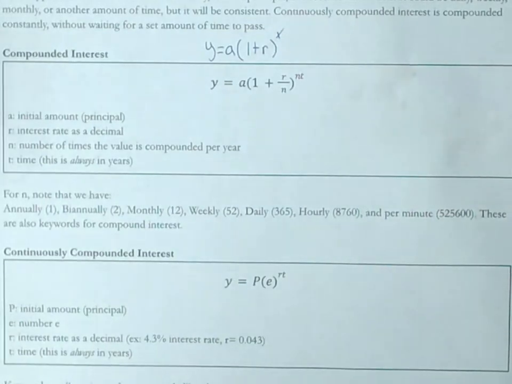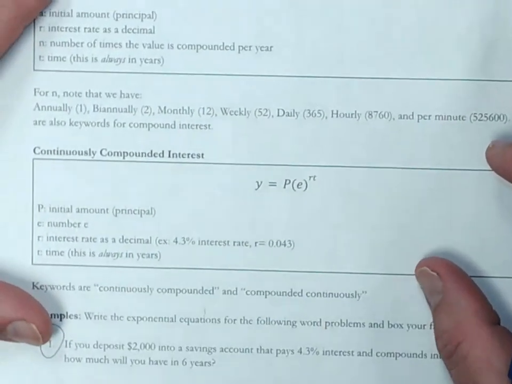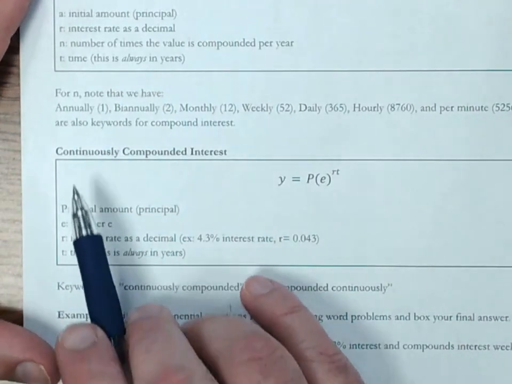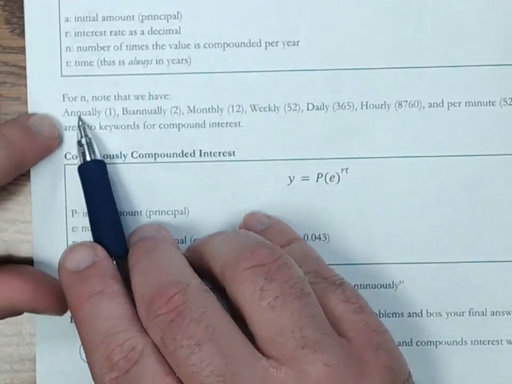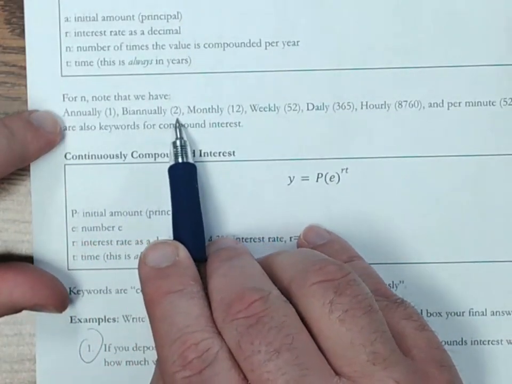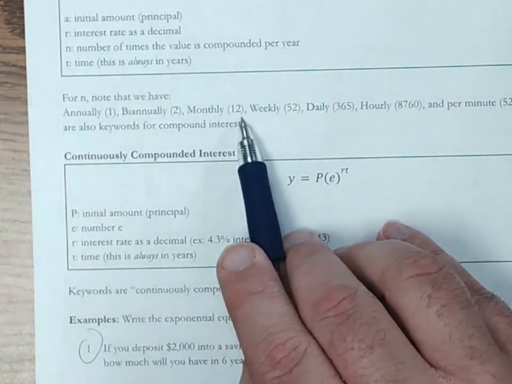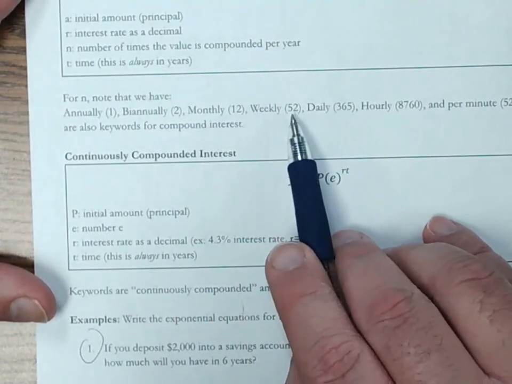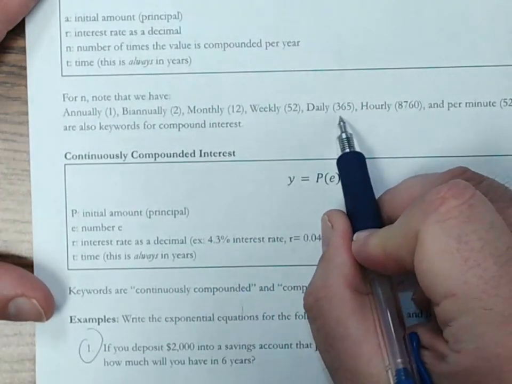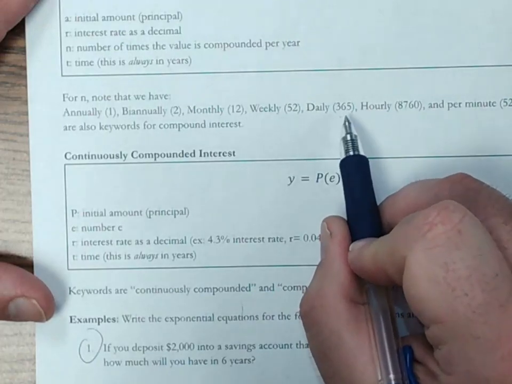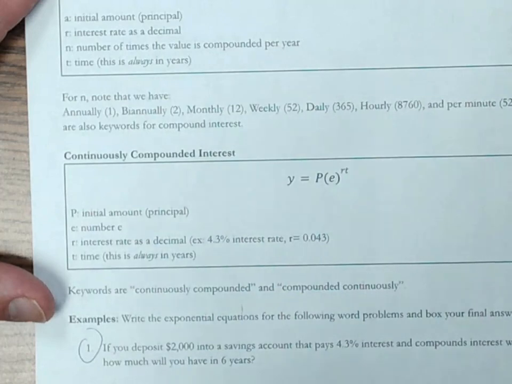All right. So that being the case, we need to know what words to look for so we know how often something is compounded. So that's why we have these N words right here. Annually means once a year. Biannually means twice a year. Monthly is 12 times a year because there's 12 months in a year. Weekly is 52 because there's 52 weeks in a year. Daily, we are going to go for 365. There's 365 days in a normal year. Don't ever assume a leap year. Financial institutions don't want to give you that extra day because that's more money out of their pocket.